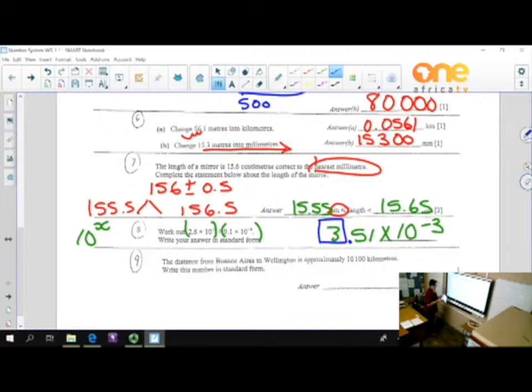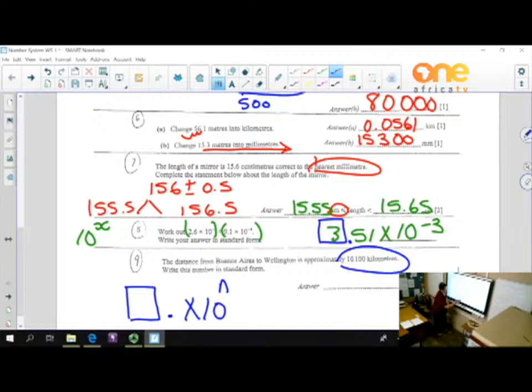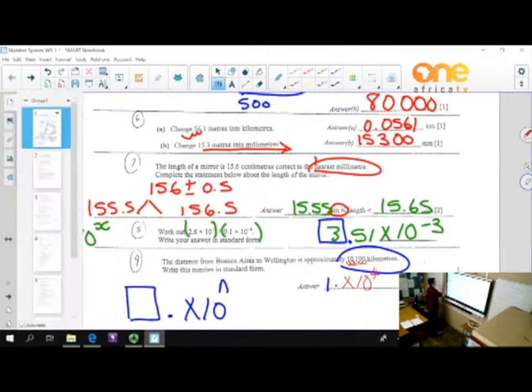And then the last one, the distance from Buenos Aires to Wellington is so many kilometers. Here's a nice one to show it. What is standard form? One digit times 10 to the power of n. So the one digit is the first number. And what is the first number here? 1. Then how many places do you move? Look here, 1, 2. Well, actually from there we move 1, 2, 3, 4. So it is times 10 to the power of 4.